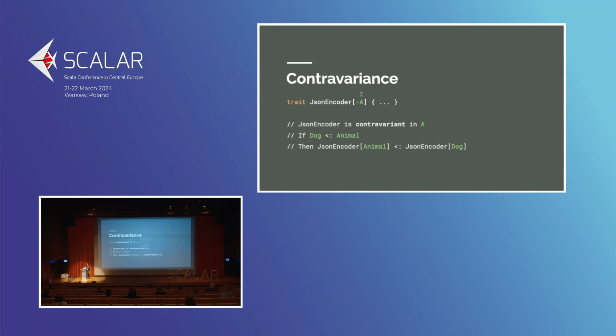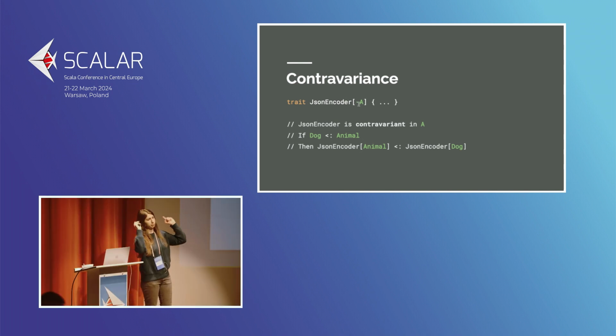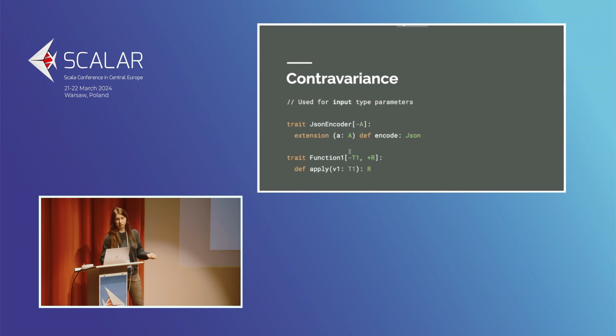Contravariance, on the other hand, you add a minus sign, and contravariance is you take any relationship that exists within A, you lift that into the type class, but now you flip it around. So in this example with the JSON encoder, we have made the JSON encoder of Animal the subtype of JSON encoder for Dog. And this works because it's fine to provide type classes that do more than what you require. It's fine to provide in your code something that's more powerful than what your code strictly needs. That's the reason contravariance works. And it tends to be used for input type parameters. You'll find it in encoders or function inputs.